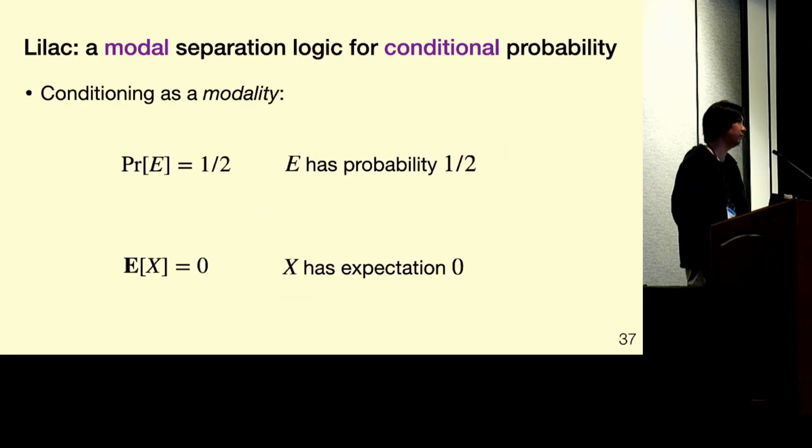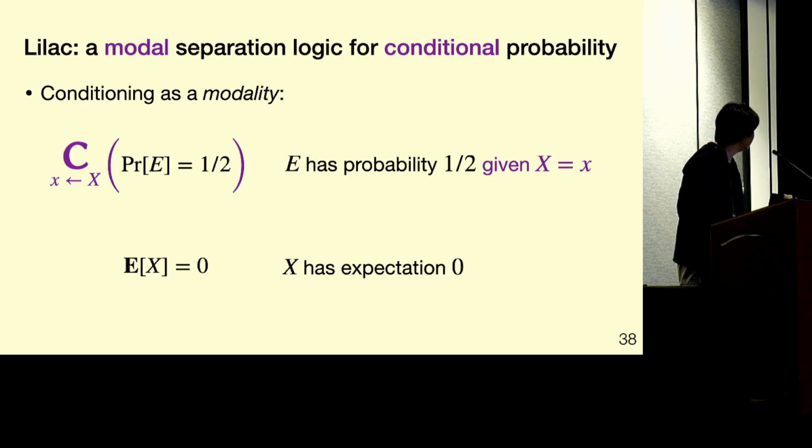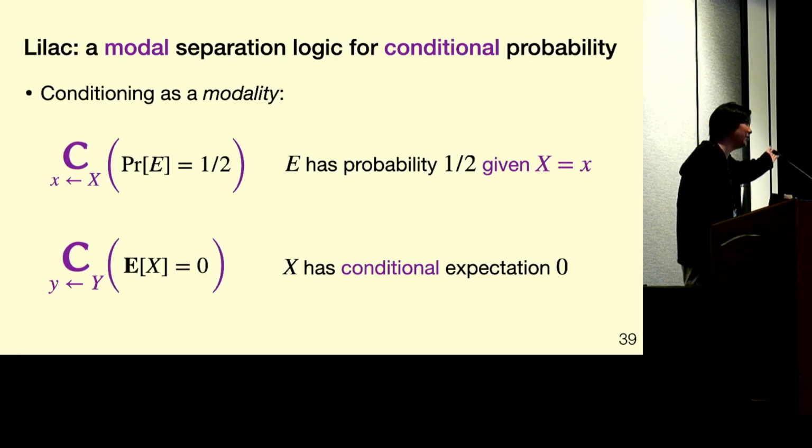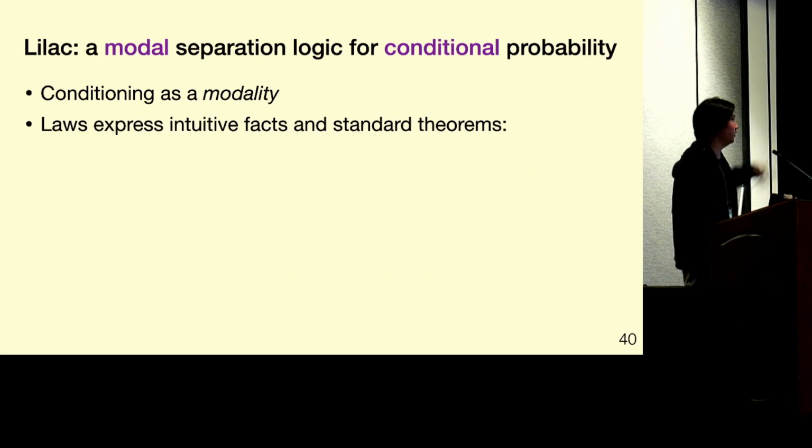And the same thing happens with other propositions. So we have propositions for expressing probabilities and expectations, and when you stick conditioning in front of it, it gives you propositions about conditional probability and conditional expectation. And then we prove a bunch of laws which express intuitive facts about the conditioning modality and also let you import some standard theorems of probability theory.